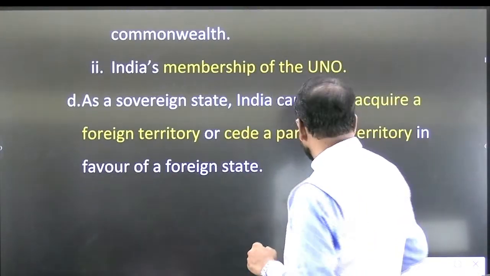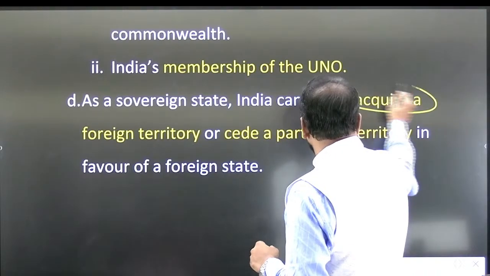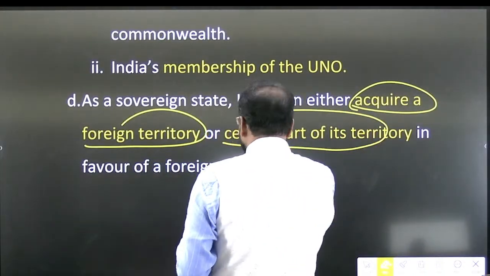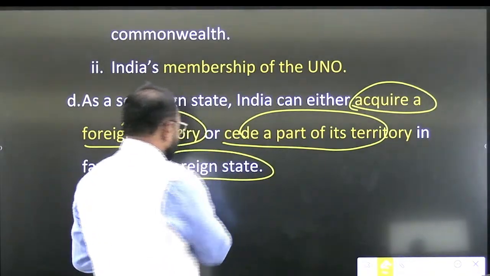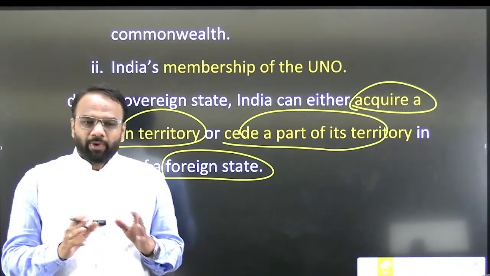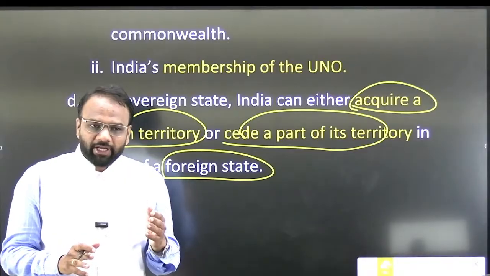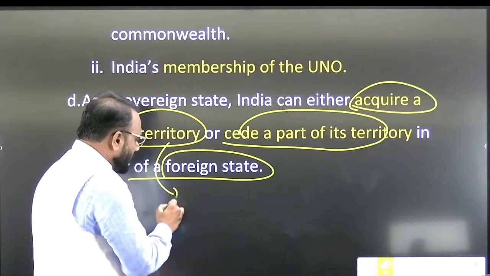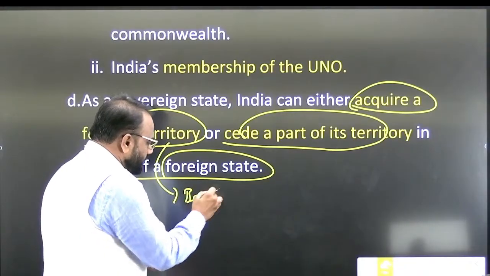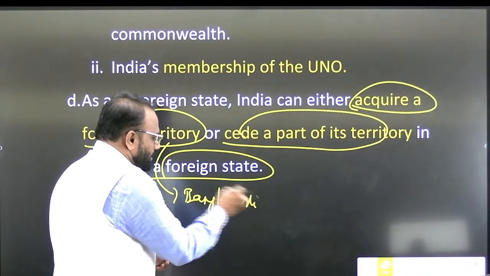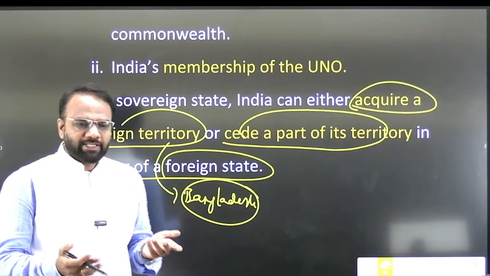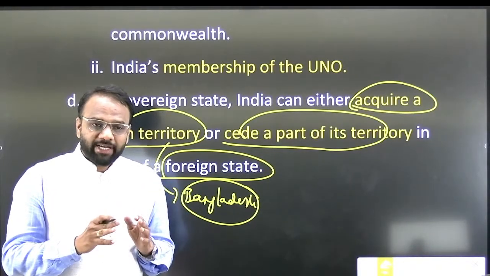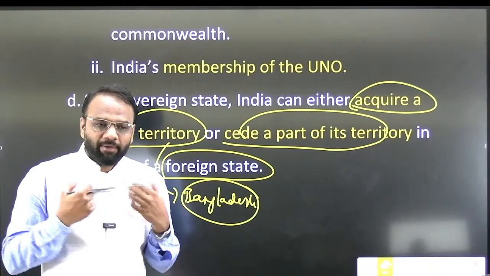As a sovereign state, India can either acquire a foreign territory or cede a part of its territory in favor of a foreign state. So India's sovereignty, what does it indicate? If we want, we can take the territory of someone else. For example, let's assume a disputed territory which belongs to Bangladesh. So can we take it forcefully from Bangladesh? Yes, as a sovereign state, if it is a disputed territory and if we have a claim, we can take it from them.